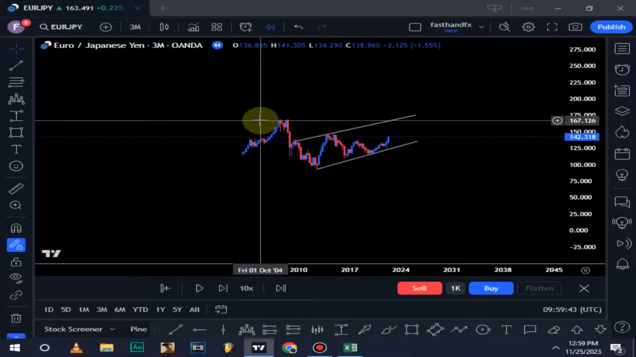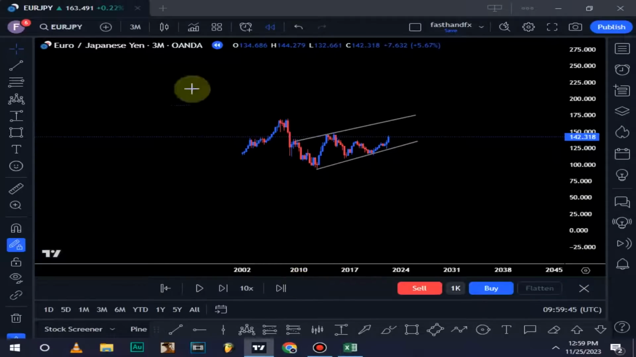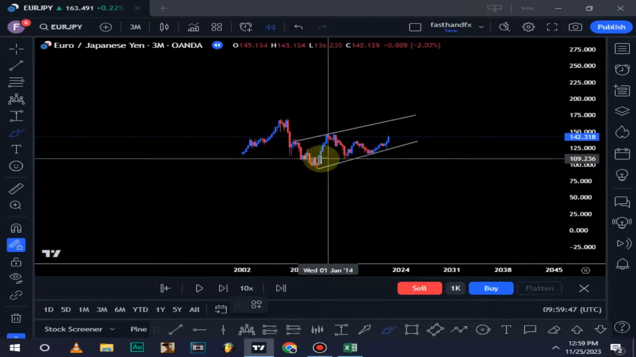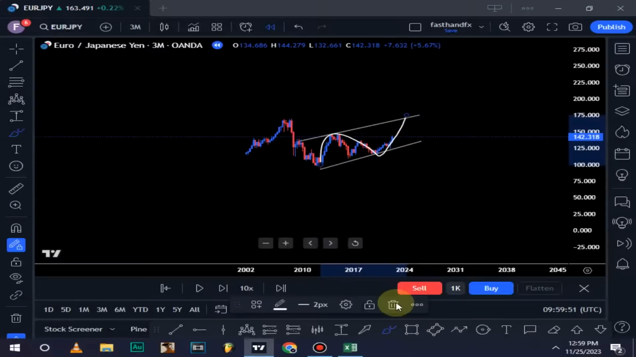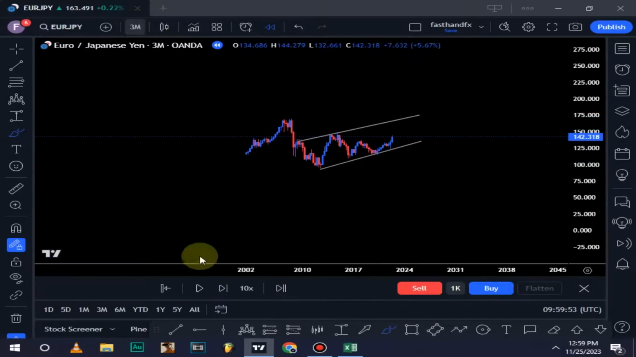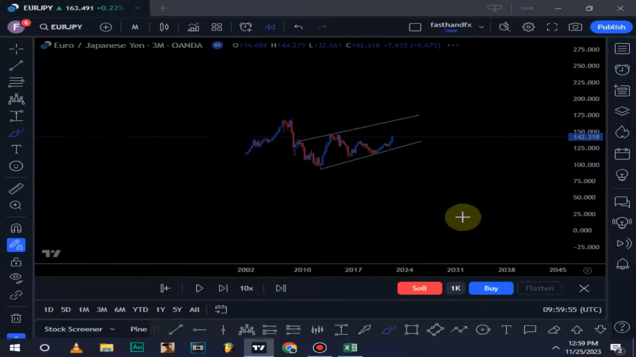Let's continue. EuroJPY. First things first, what's the market doing? Now this is 3 months. Let's see. We had an impulse right there, correction. Now we expect impulse. Simple. That's the 3 months. So let's go to the monthly.